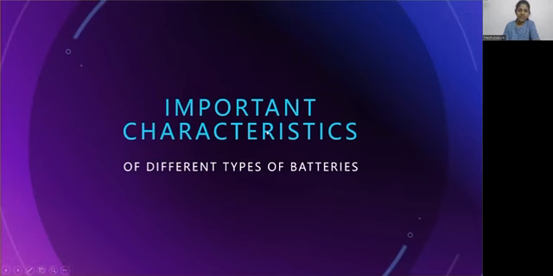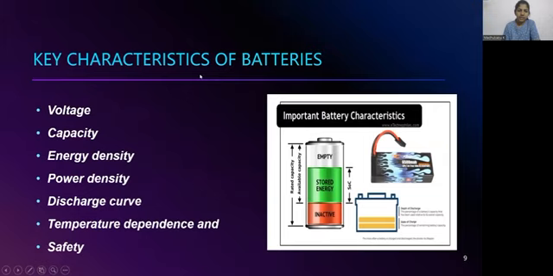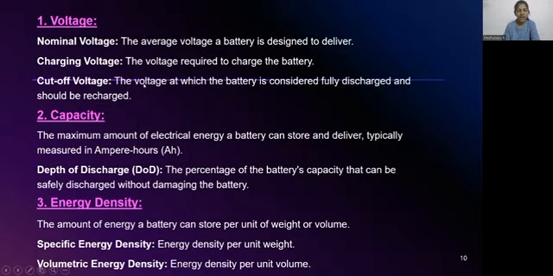Important characteristics of different types of batteries. These are the key characteristics of batteries: voltage, capacity, energy density, power density, discharge curve, temperature dependence, and safety. We'll be discussing them one by one. So, voltage: generally a battery consists of positive and negative terminals. Between these positive and negative terminals, a potential is developed, and the difference between these potentials is known as voltage.